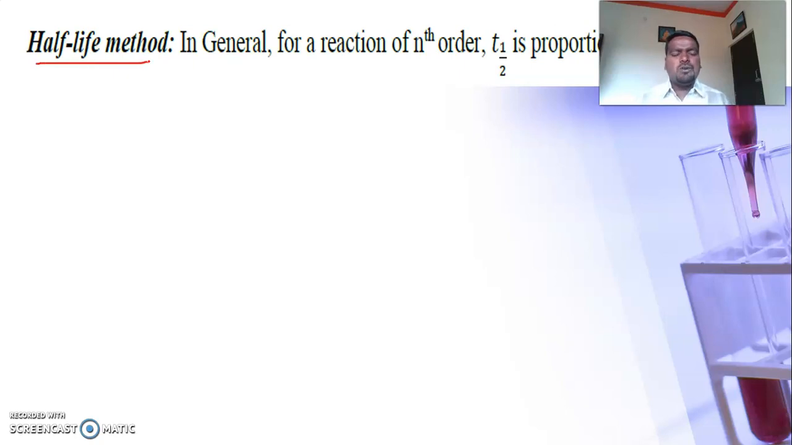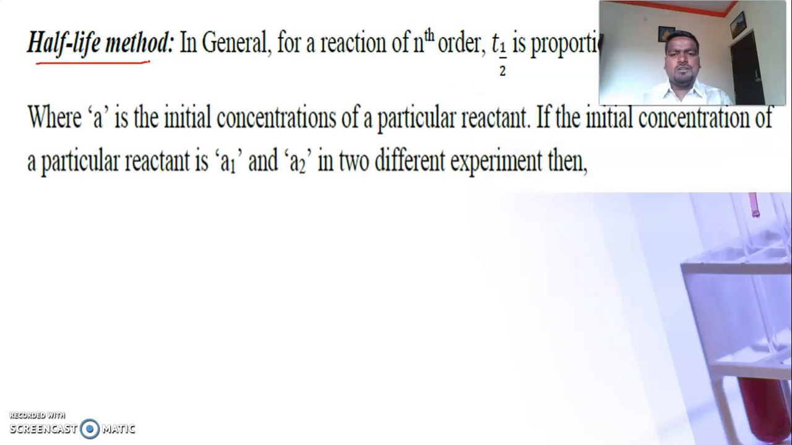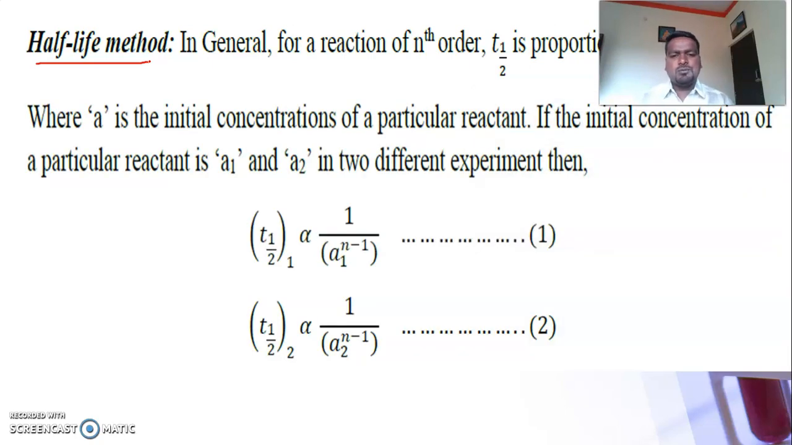So here also we are going to measure the half-life at two different initial concentrations. Let us consider this expression. We know the general expression for t half of a reaction. We derived expressions for first order and second order. Generally, this is a general expression for the half-life of an nth order reaction, that means for zero order, first order, second order. So this is the equation.